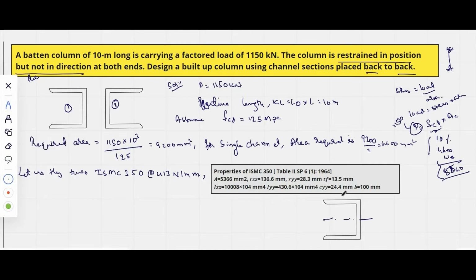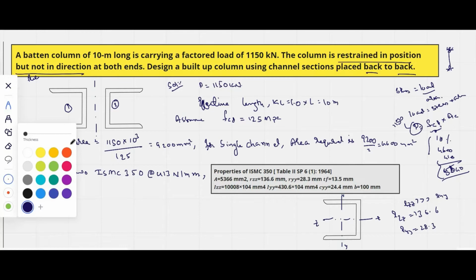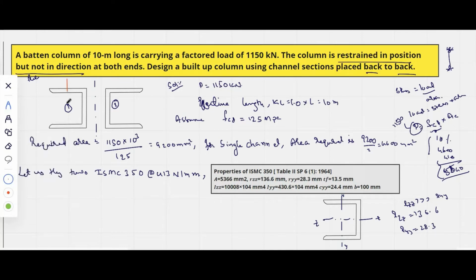let us assume this is our one axis and this is the other axis. This axis is around ZZ and this axis is around YY. So the radius of gyration along ZZ was 136.6, whereas radius of gyration along YY is 28.3. So it can be noted that RZZ is far greater than RYY. So what happens when we are going to use a built-up section, we are increasing the distance of axis. This is why these sections are placed at some far distance to increase their radius of gyration.